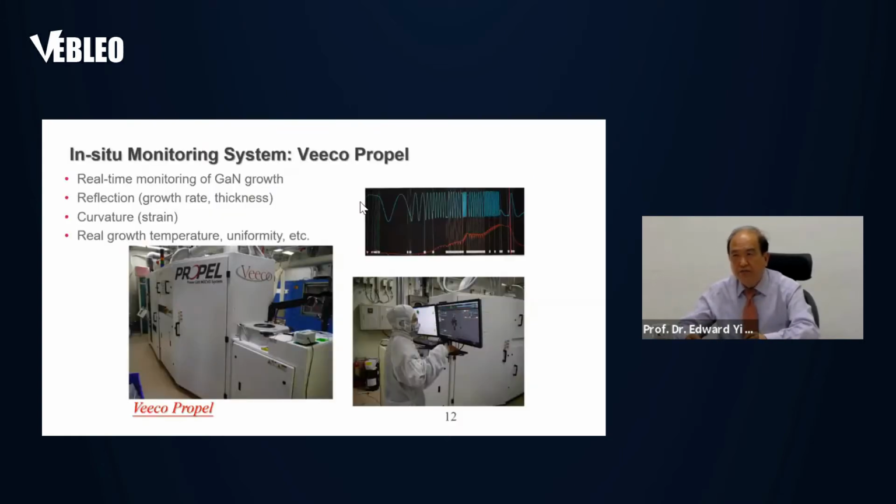Okay, so for this system we have real-time monitoring, and we have reflection to see the thickness and the growth rate, and we can measure the curvature, which gives you the strain and stress of the films, and then we have real-time temperature uniformity measurement.